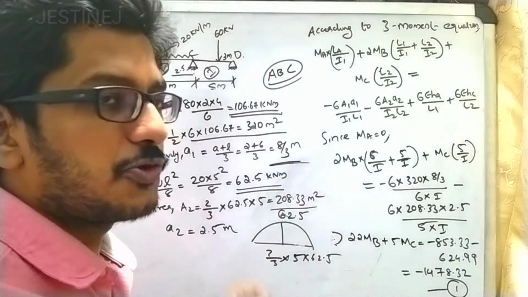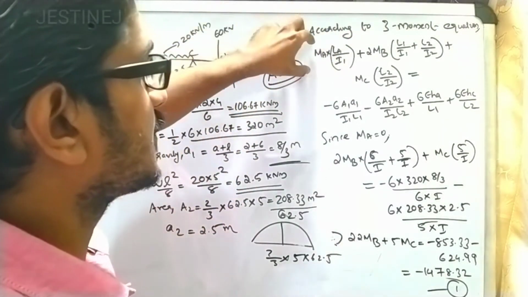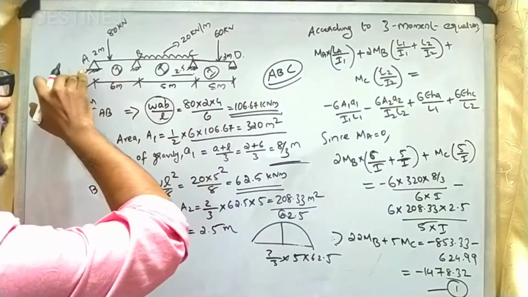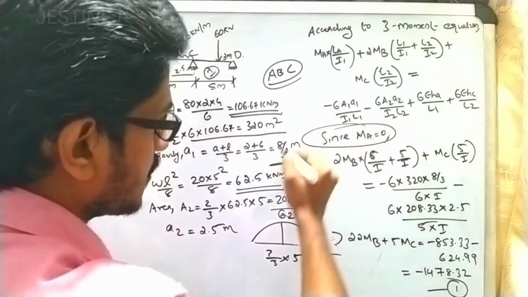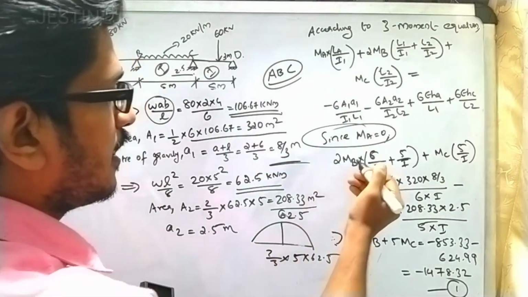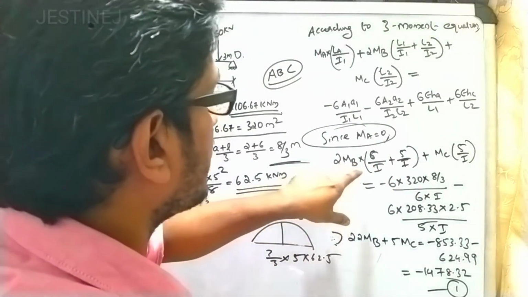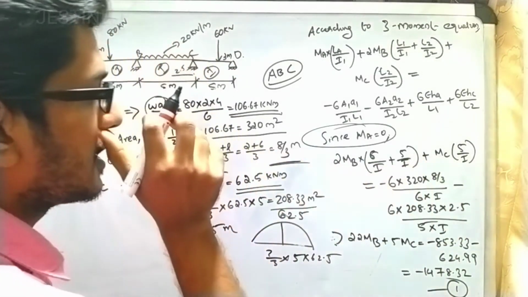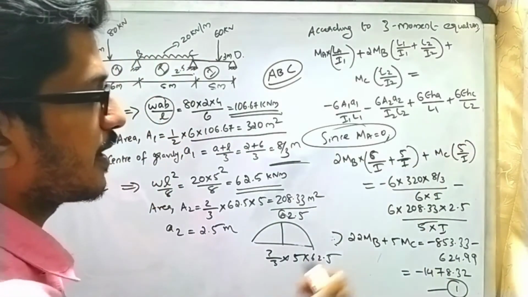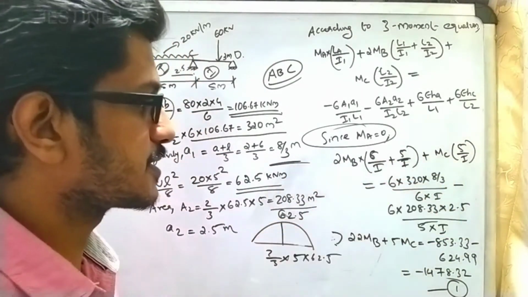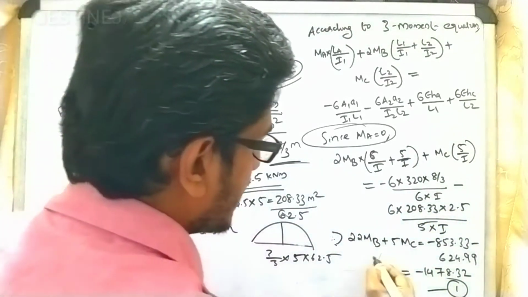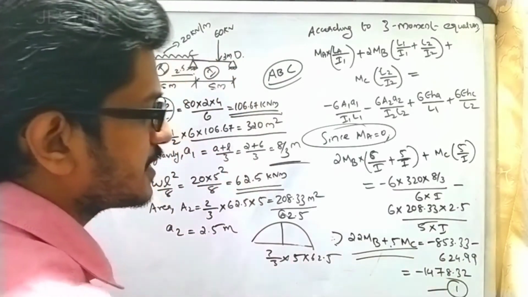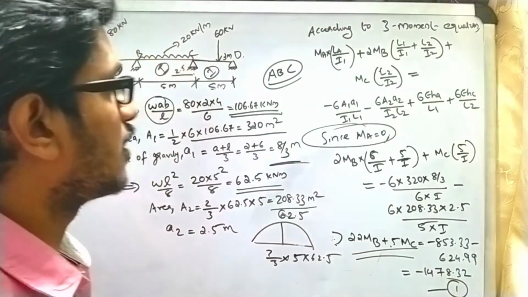Then you have to apply the three moment equation. We already know the equation. If you substitute the respective values, in this case the support A is simply supported, so MA value is going to be 0. Here you can note down 2 MB multiplied by the first span length 6 by I plus 5 by I, and if you substitute the respective values, since I is common throughout the equation, you can cut it down. You will finally get the equation as 22 MB plus 5 MC equals minus 1478.32, and mark this as equation 1.